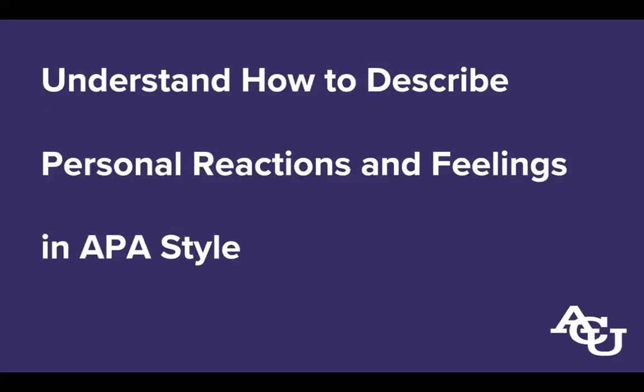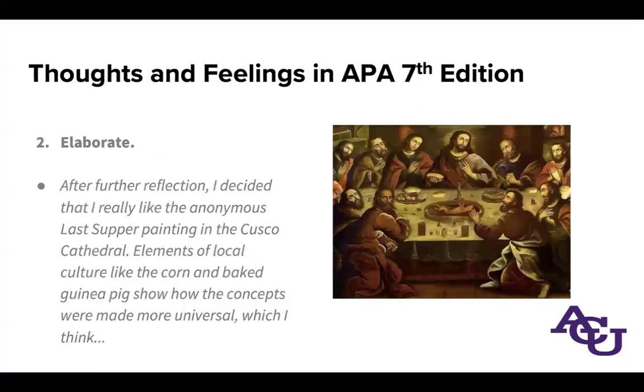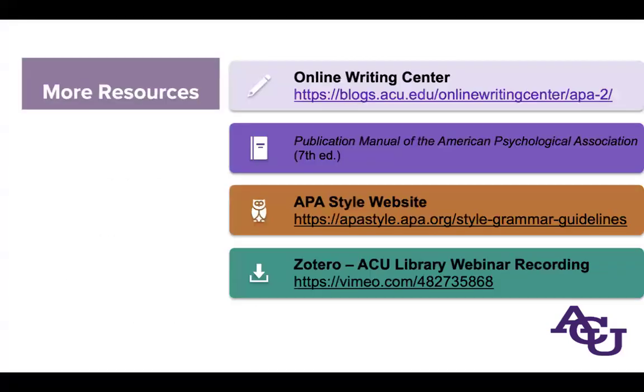So we've discussed how to interpret this assignment's instructions. We've discussed how to describe your personal reactions and feelings in APA style. And if after you've written up your assignment draft, you want additional input, some insight and comments from the Online Writing Center, you can go to my.acu.edu under Academic Resources, select Online Writing Center, and just follow the instructions to make an appointment.